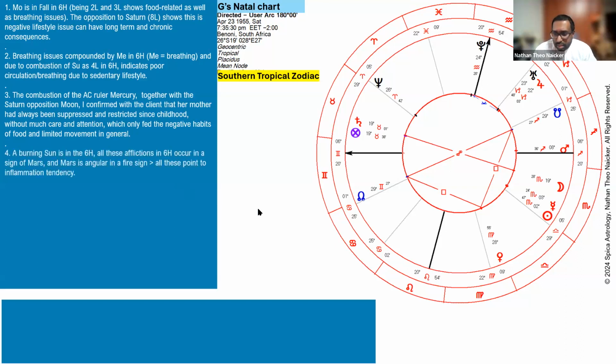A burning sun is in the 6th house, so the mood of the 6th house is that it's on fire to begin with. I know you're seeing a Scorpio there, but I am seeing fire that is burning.